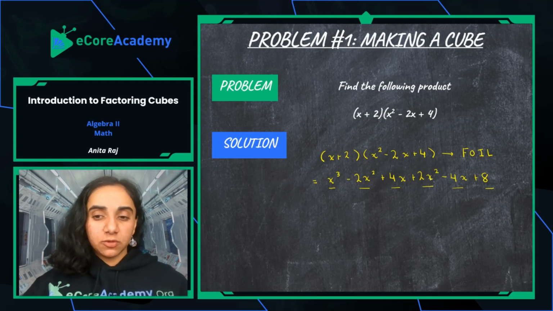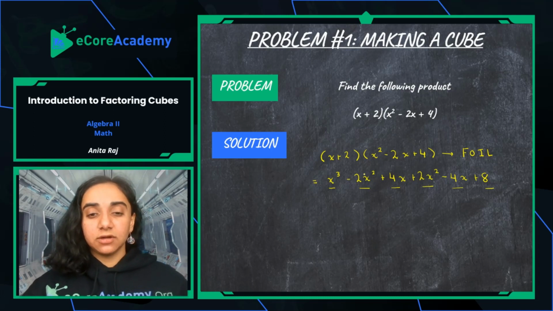Well, we have a 2x squared here, and negative 2x squared plus 2x squared is going to give us 0. So technically these cancel out. Let's move on to our linear term, 4x. Do we have any other x terms? We have a negative 4x. 4x minus negative 4x is equal to 0, so these also cancel out. And if you see, all that we are left with at the end is x cubed plus 8.